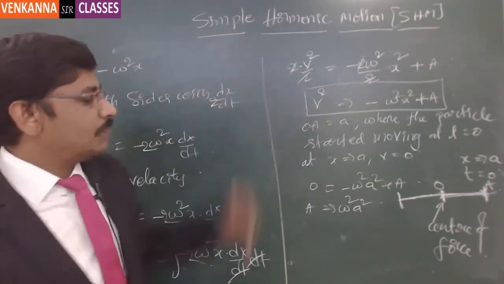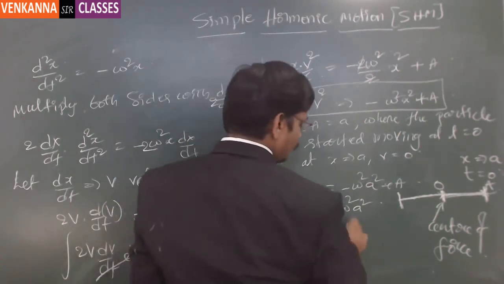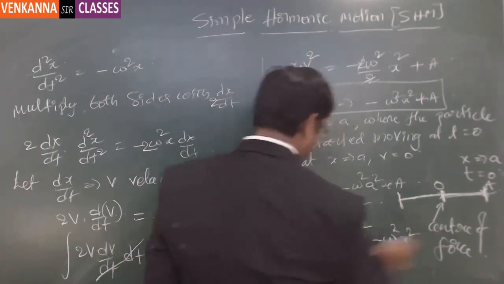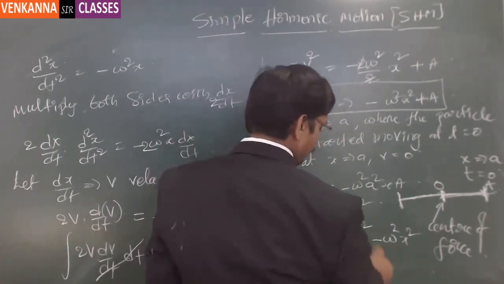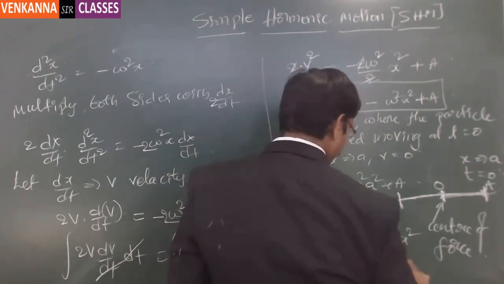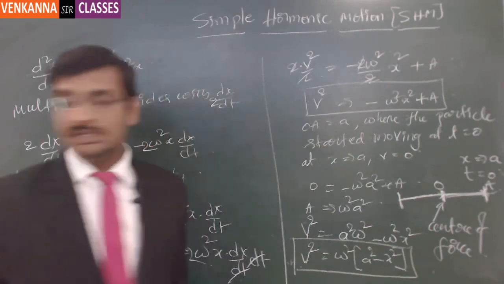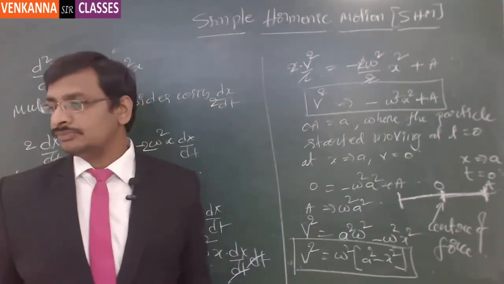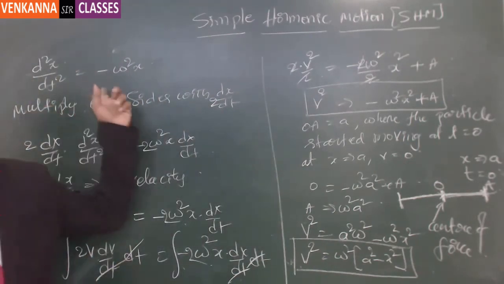Now if you replace back here, v square is equal to a square omega square minus omega square x square, or v square is equal to omega square times of a square minus x square. So this is the relation of the velocity and the displacement at any instant in a simple harmonic motion. Got it? So this is all just to solve the differential equation given by this equation.